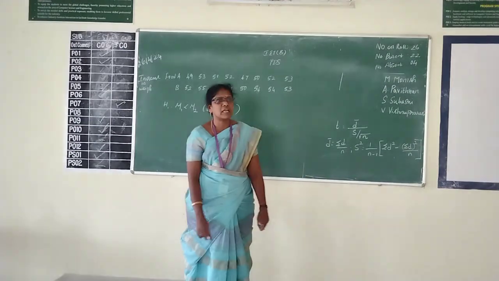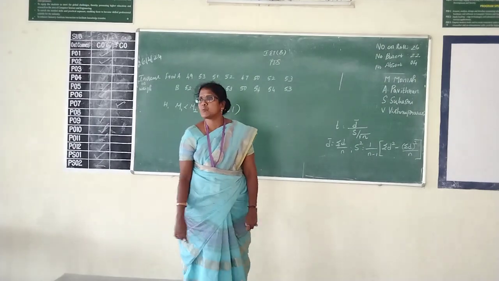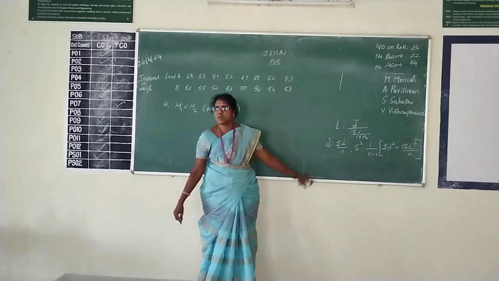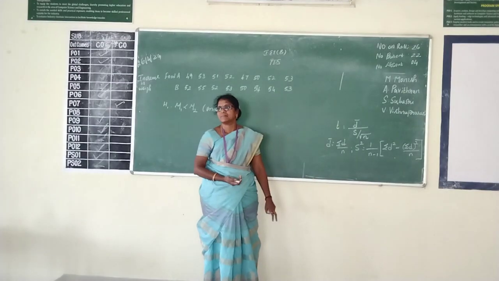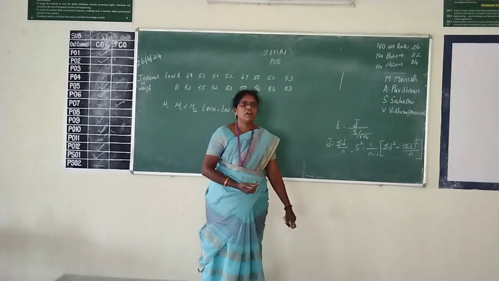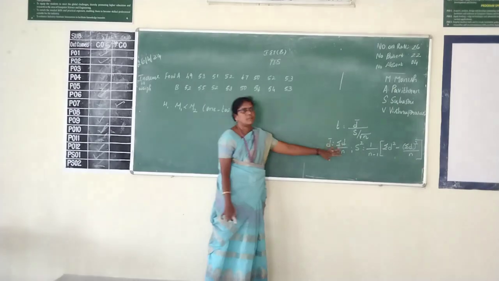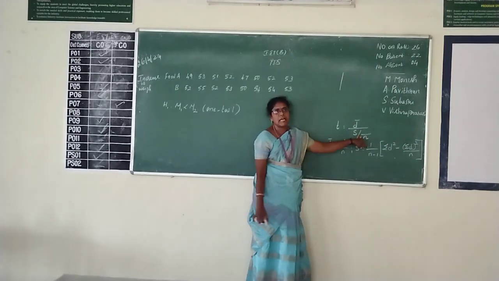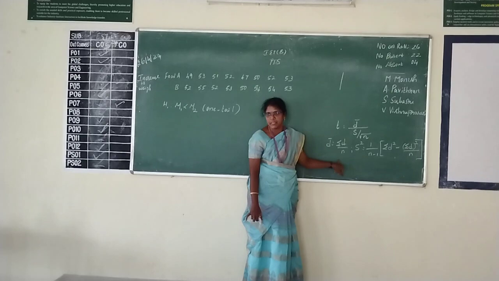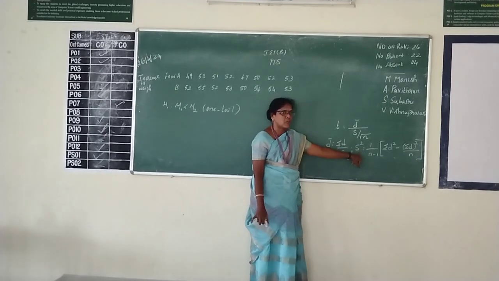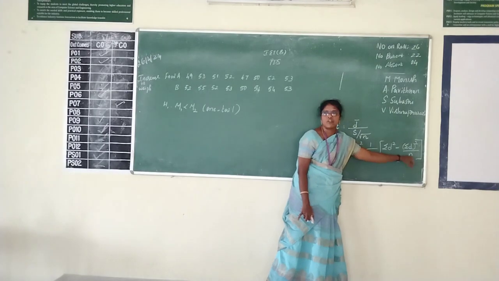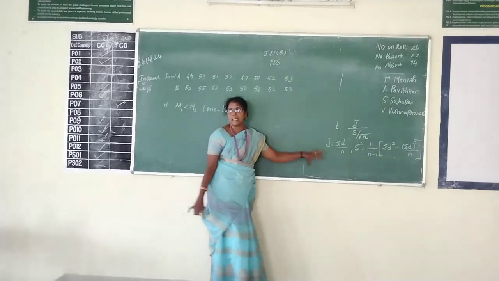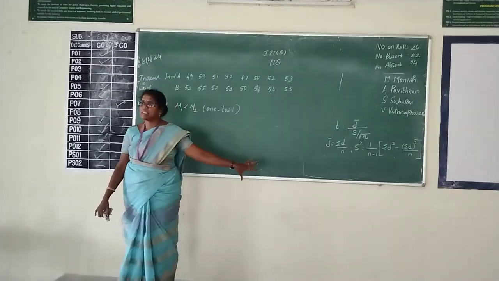The formula is 1 by n minus 1 only, not n plus 1. Now we look into the formula. We have to calculate D bar. To calculate it, you should know the summation of D. Even to calculate S square, you should know the summation of D square as well as the summation of D. So first we identify all these things, then substitute and find D bar.